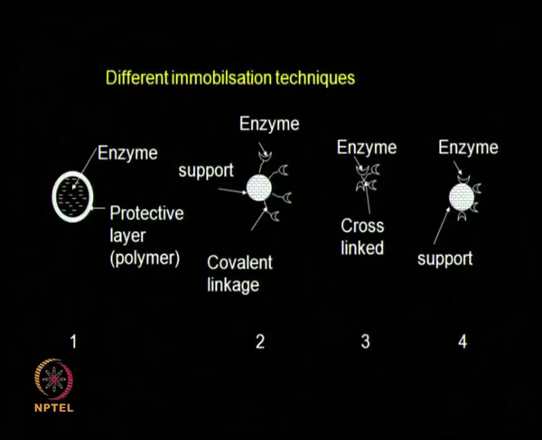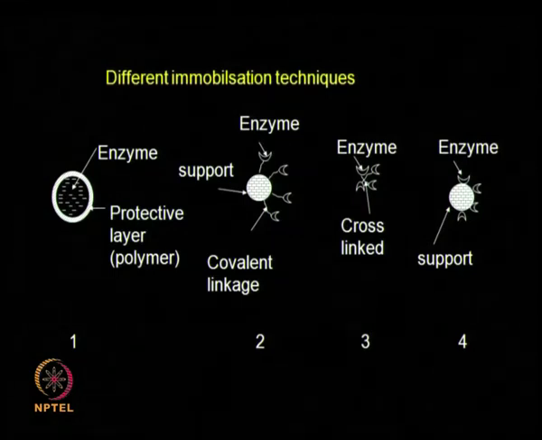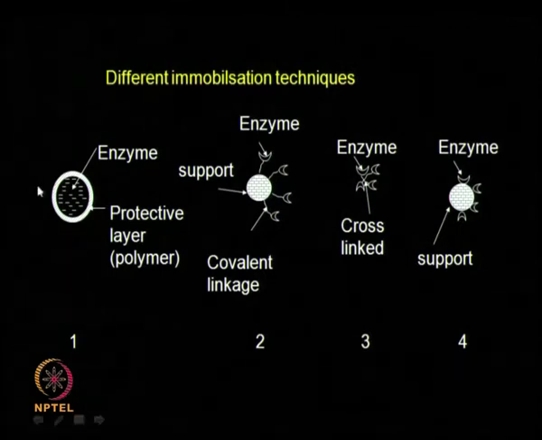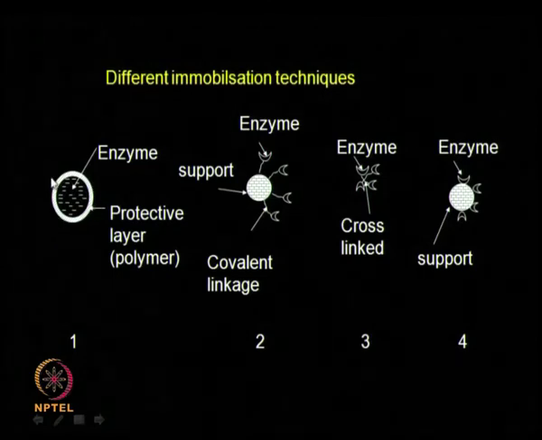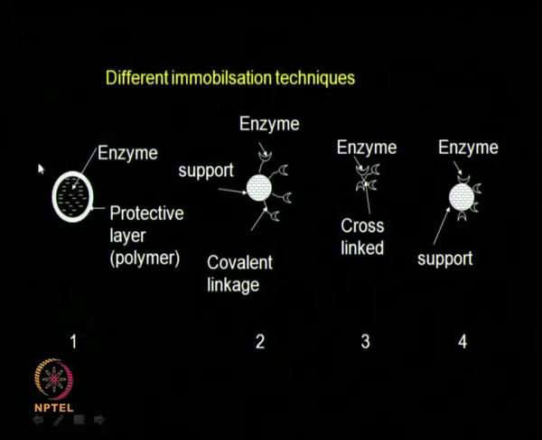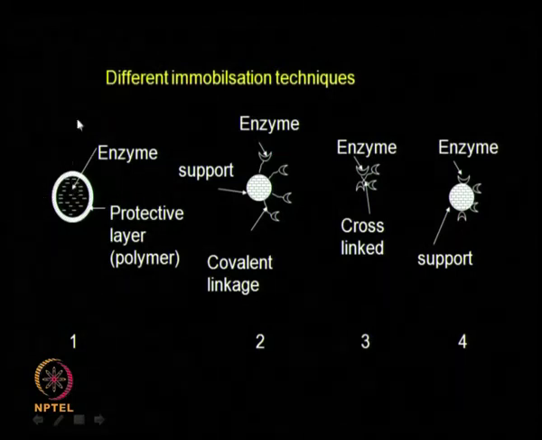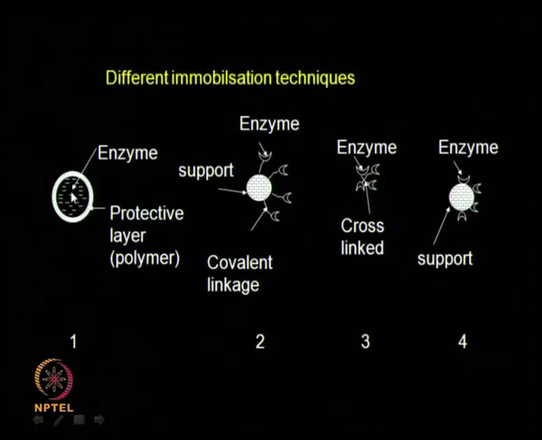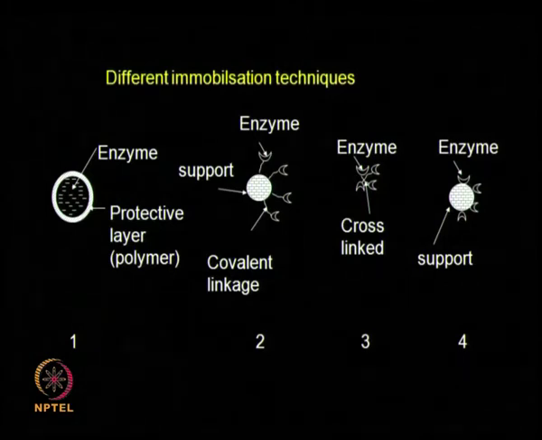So these 4 techniques I mentioned in the previous slides are shown pictorially in this particular slide. So as I said, entrapment, there is a protective layer, like your enzyme may be inside and there is a protective layer surrounding it, so the enzyme is protected from the harsh solvents or harsh pH and so on, actually. So one disadvantage here is your reactant has to diffuse in and then react with the enzyme. So the rate of reaction is also controlled by the diffusion of the reactants here.